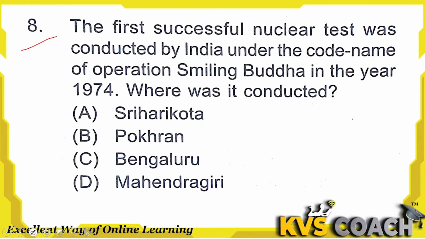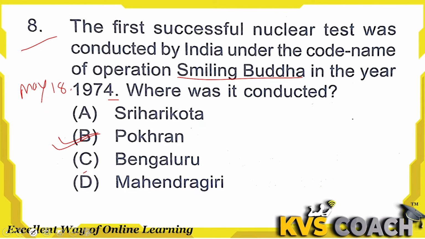Question 8 is, the first successful nuclear test was conducted by India under the code name of Operation Smiling Buddha in the year 1974 and the date was May 18 for this mission. Okay, where was it conducted? It was conducted in Pokhran. Option B is the right answer here.